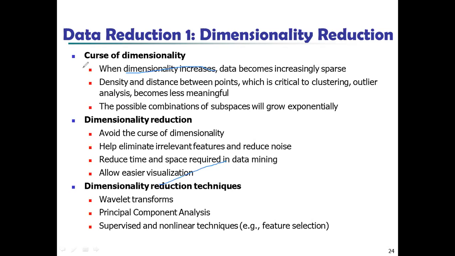You can process here and reduce the time and space required in data mining. Also it is easier to visualize. So out of the 15 attributes, you only have to display 5 to 6 attributes. Easily you can visualize compared to the complete data. So that is the way you reduce the dimension of the particular data set.